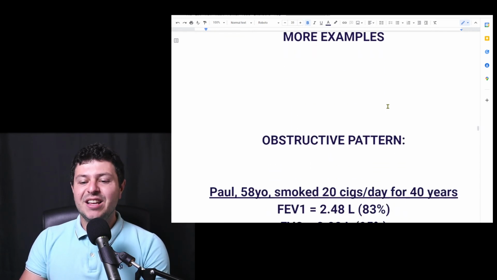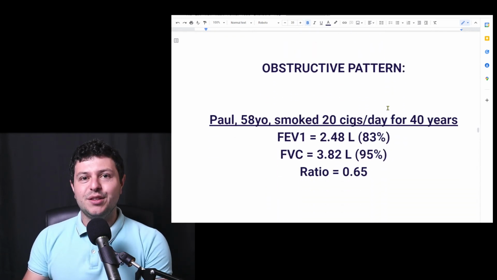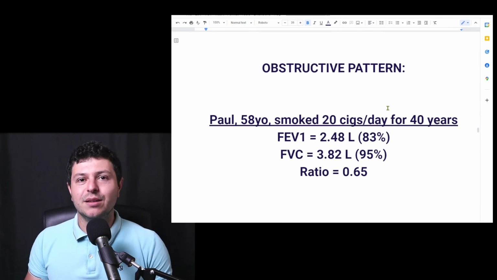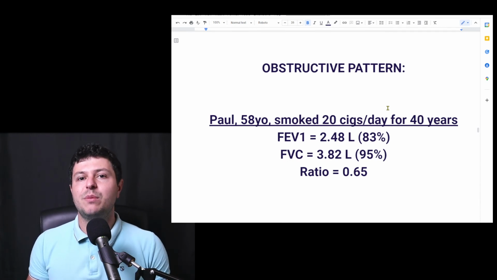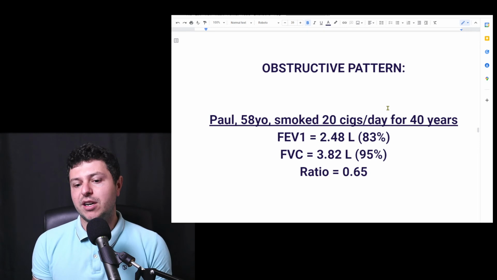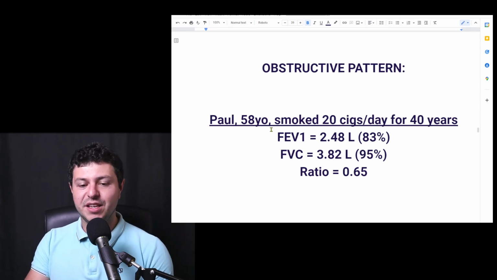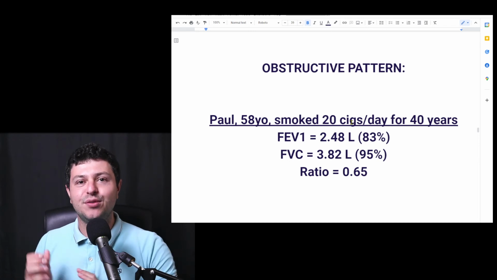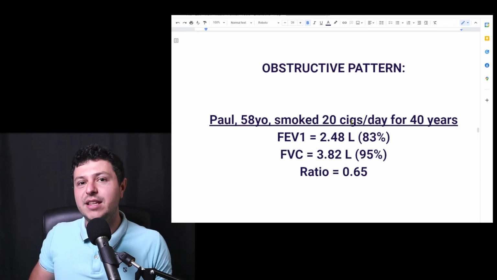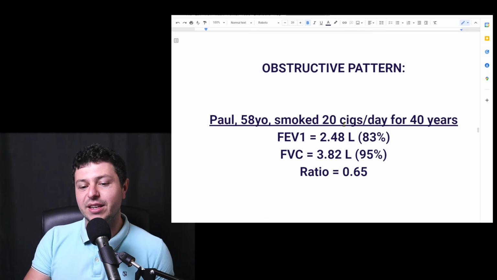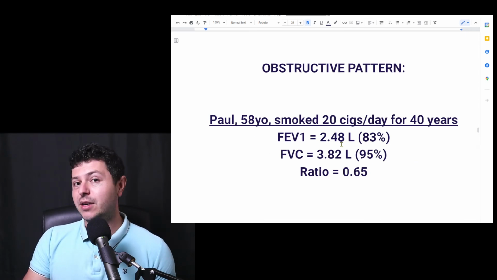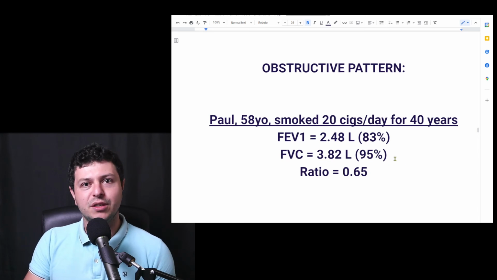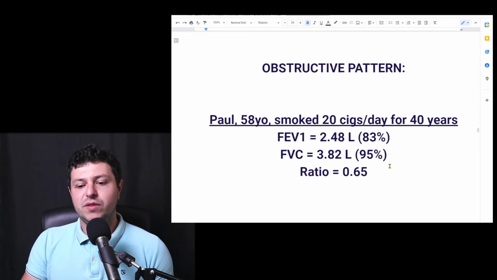More examples. What is an obstructive pattern on the spirometry? This is again getting very technical, but I think even if you're a patient, you can probably follow what I've explained so far. So Paul, he's 58 years old. He smoked 20 cigarettes a day for the last 40 years. He started smoking at age 18. Let's go like this, hypothetically. So these are his values. He's done a spirometry, he's done a checkup with his doctor, and this is what we've seen.